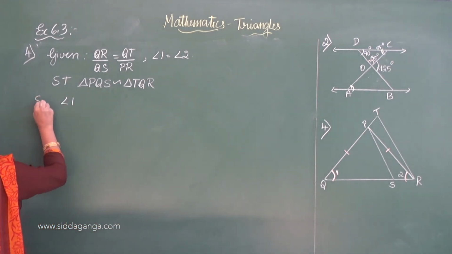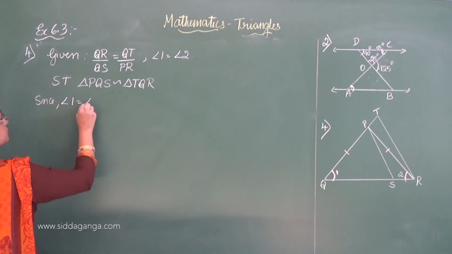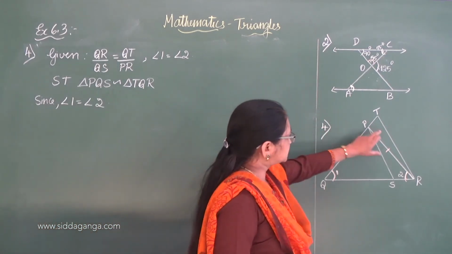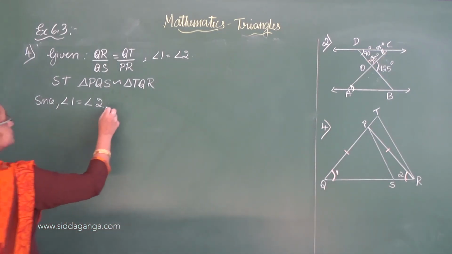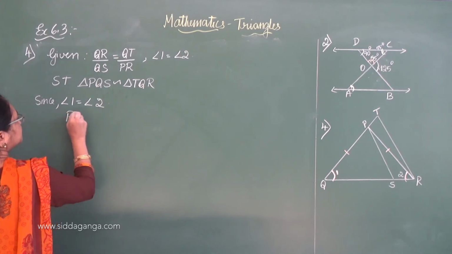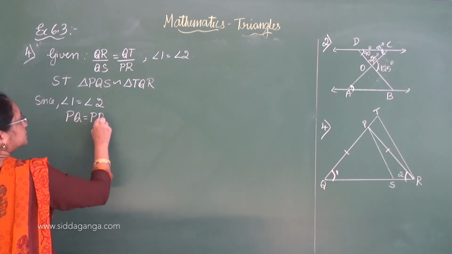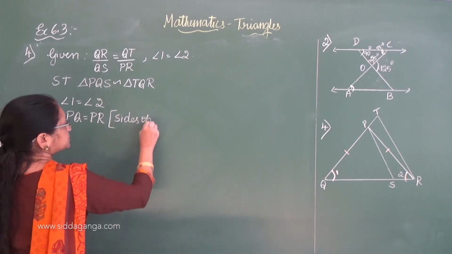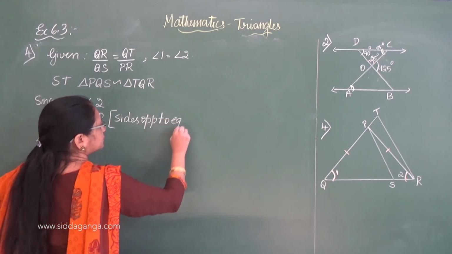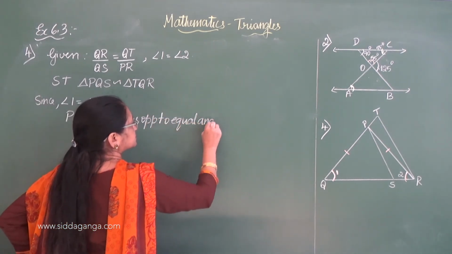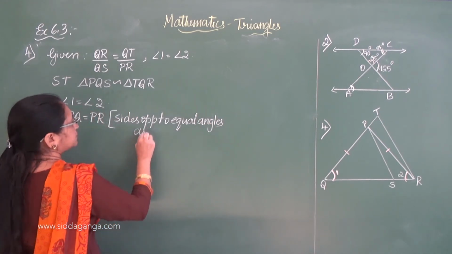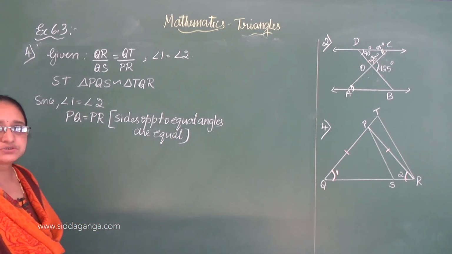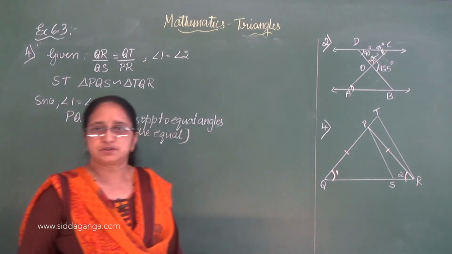So now I will write here first, since angle 1 is equal to angle 2, can I write this side PQ is equal to PR. So what is the reason? Sides opposite to equal angles are equal. Okay, sides opposite to the equal angles are equal.